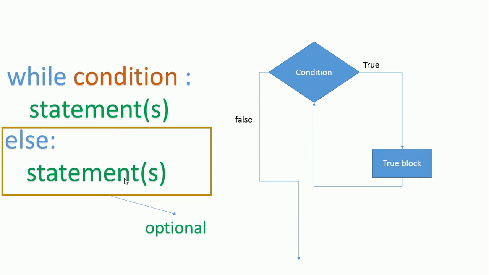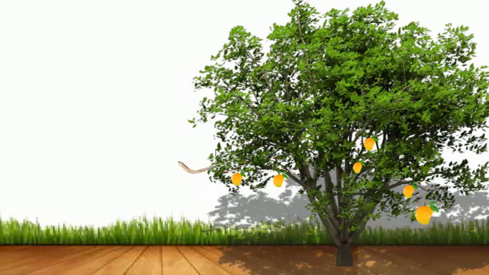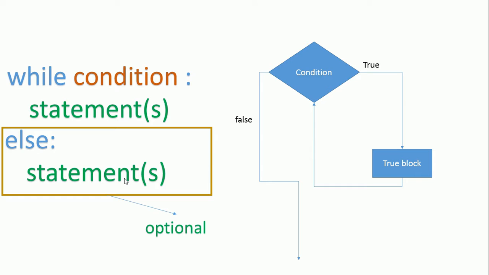This is the condition. I am throwing first time, mango didn't fall, so continue. Second time, mango didn't fall, continue. Third time, mango didn't fall, continue. Fourth time, mango didn't fall, continue. Fifth time, mango fall, so I am stopping. This is while loop in general.